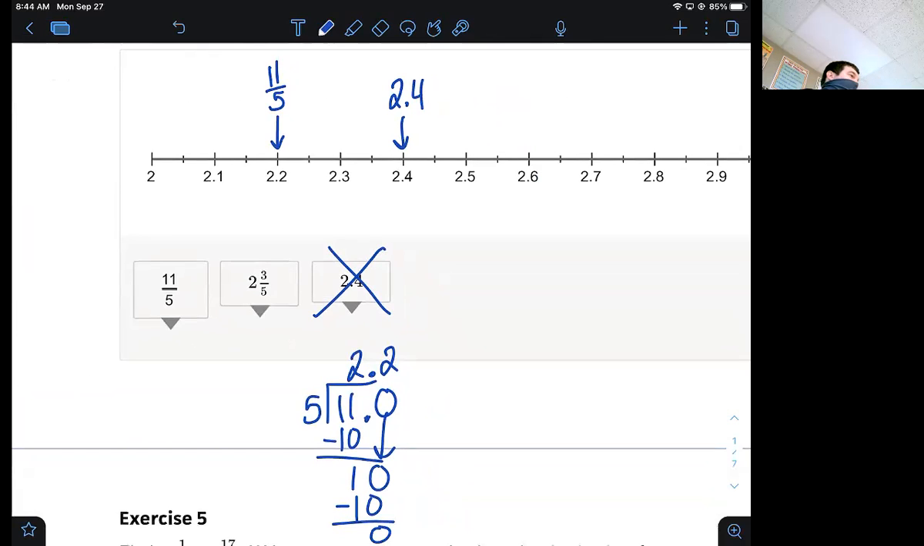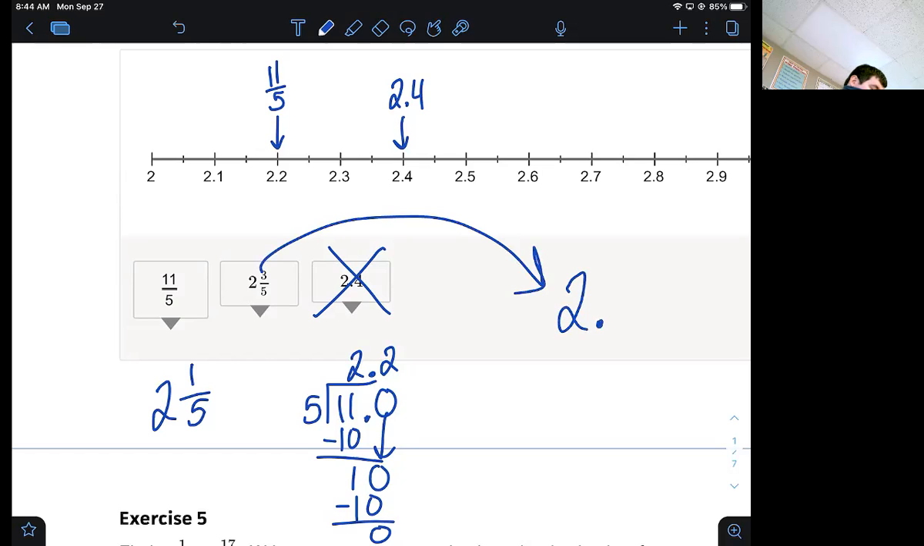Now, again, an easier way to do that might have been just to turn it into a mixed number. 5 goes into 11 2 times with 1 left over. And if you know your fifths are 0.2, then that's 2.2 without doing any long division. So that might be a shortcut you want to take if you have those fifths memorized. And if you do have your fifths memorized, you'll know that 2 3/5 is equal to 2.6. 3/5 is 6/10. That saves you some time as well. And if you don't know your fifths, I think you should memorize them.